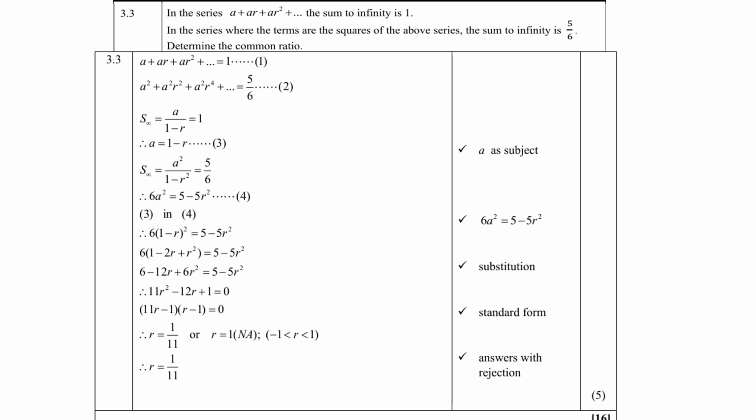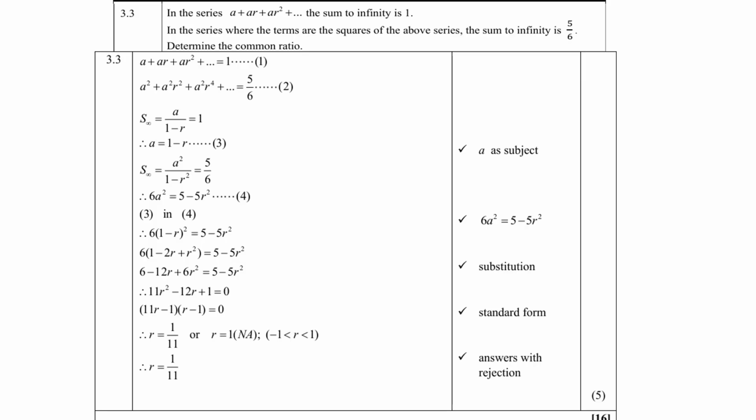So a plus ar plus ar squared equals 1. Let's call that equation 1. Then the other one is the square. So therefore a squared plus a squared r squared plus a squared r to the power 4 equals 5 over 6. That is now the second given information. So we call that equation 2. Now they say sum to infinity, so therefore a over 1 minus r equals 1. That's the first one. Cross multiply and you get a equals 1 minus r, and we call it equation 3.